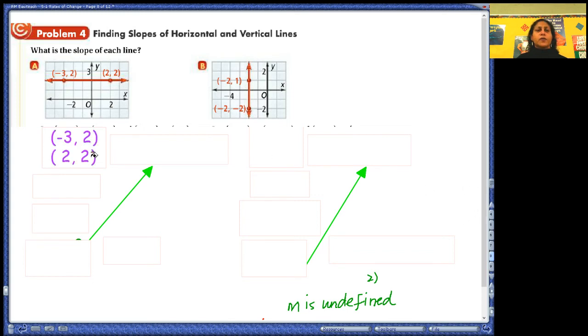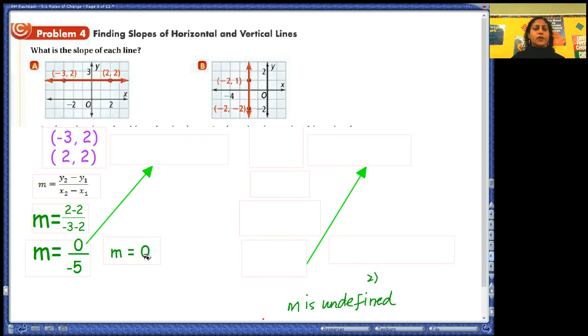write the two ordered pairs one below the other, start off with the slope formula, do the calculation, and it turns out that the numerator becomes 0. That means the fraction itself is 0, so the slope is 0. And we use the letter m for slope. I want you to note that when a line is horizontal, the y values will be the same, and since the line is going nowhere, the rise is 0.